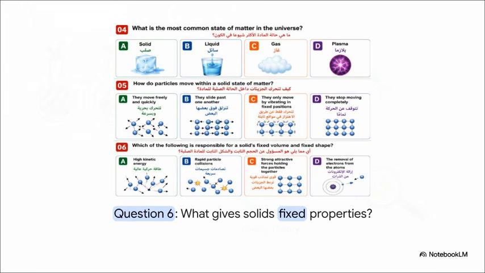Following up directly on that, question 6 asks, which of the following is responsible for a solid's fixed volume and fixed shape? Like, why are they locked in those vibrating positions? Well, it's definitely not high kinetic energy or rapid collisions. That's gas behavior. That rigid, unbreakable structure is held together by choice C, strong attractive forces holding the particles together.